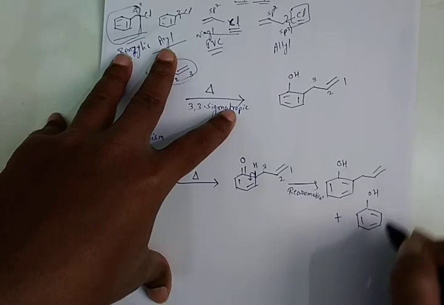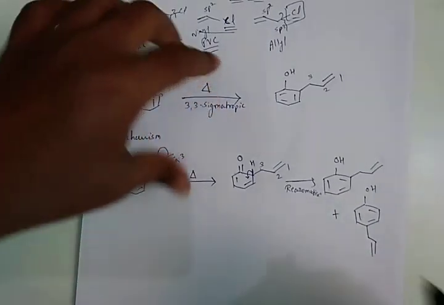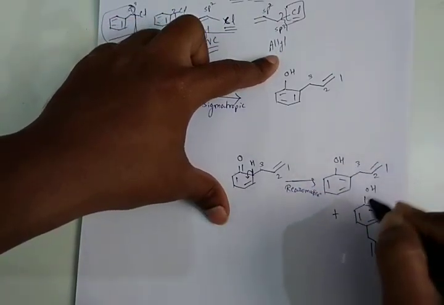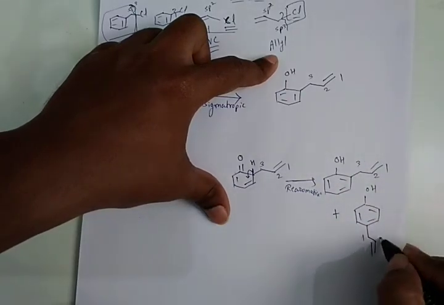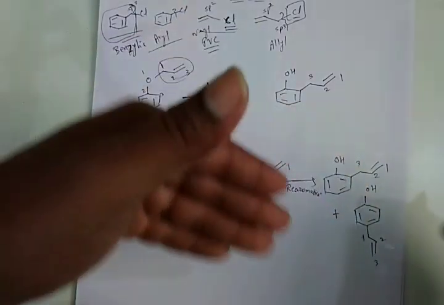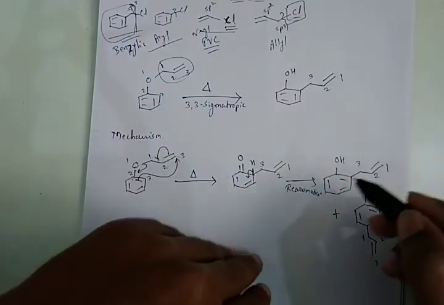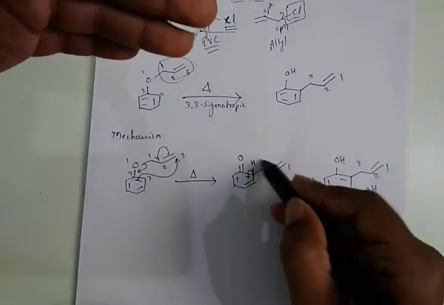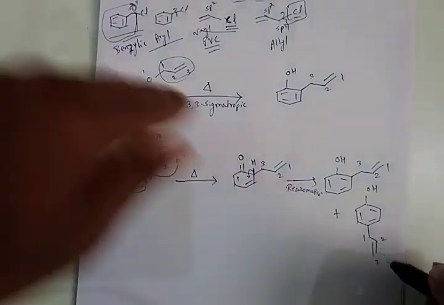So OH, and here is the allyl system of 3 carbons. But one thing to remember, guys: in this case you're getting the sequence of the allyl group in this manner, but in this case you're getting again your starting one. That means if your allyl group gets attached to the ortho position, the sequence of allyl group carbons reverses, but in the para position they are retained.